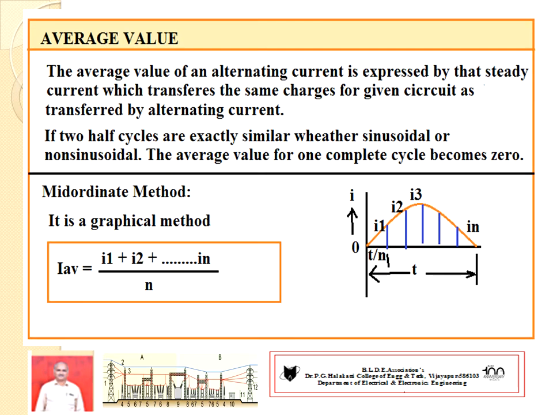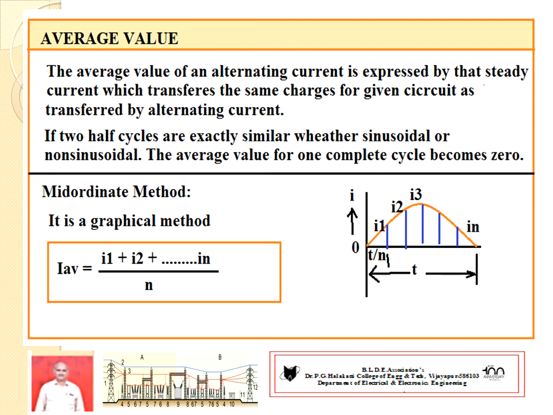In similar manner, average value of alternating current. It is also defined as the average value of alternating current is expressed by that steady current which transfers the same charges for a given circuit as transferred by alternating current. If two half cycles are exactly similar, whether sinusoidal or non-sinusoidal, the average value of one complete cycle becomes 0.